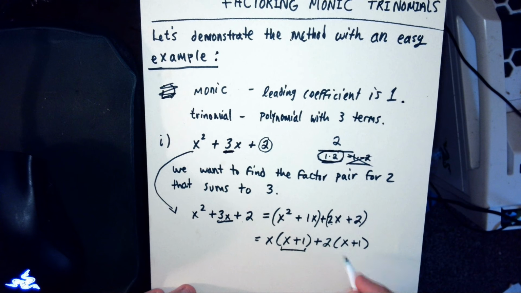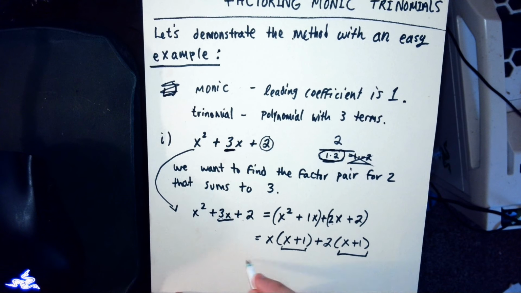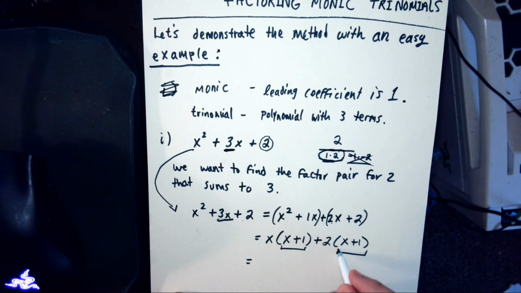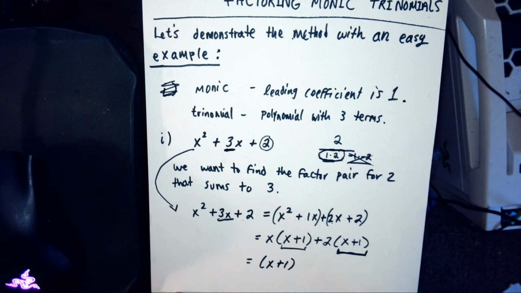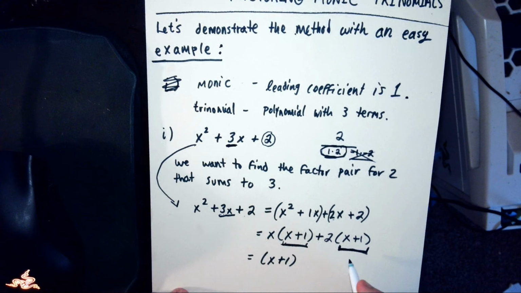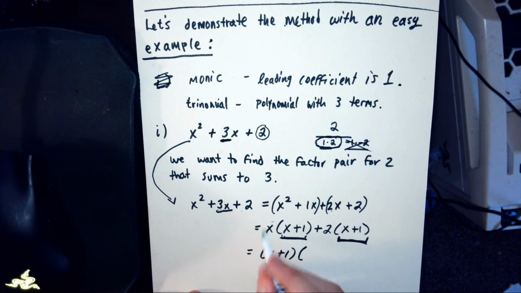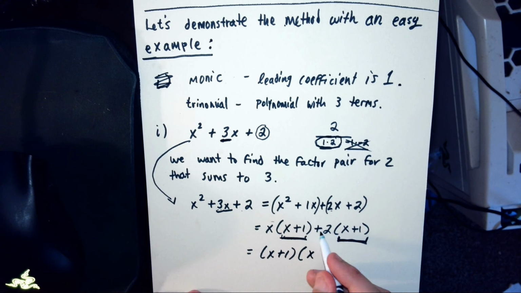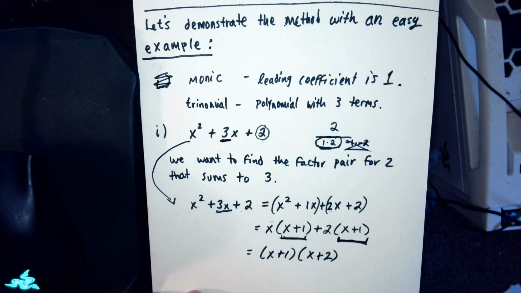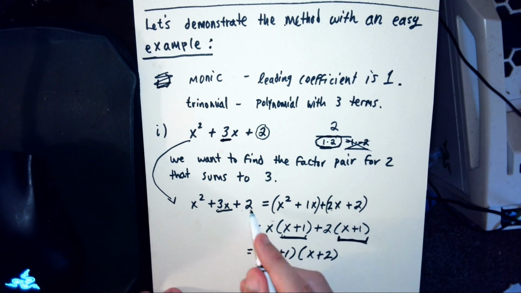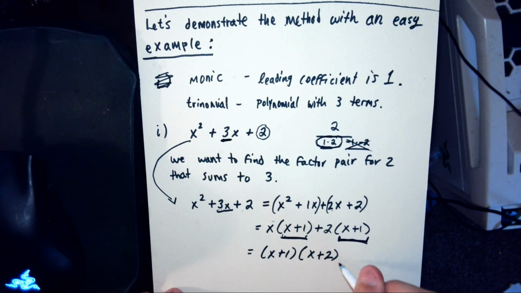Notice that these match. That's not a coincidence. In fact, because these match, we can actually factor out an x plus 1. We can factor this out of both of these terms. Upon doing that, what's left over is an x here, and then all that's left over here is a plus 2. Therefore, x squared plus 3x plus 2 factors as x plus 1 times quantity x plus 2.